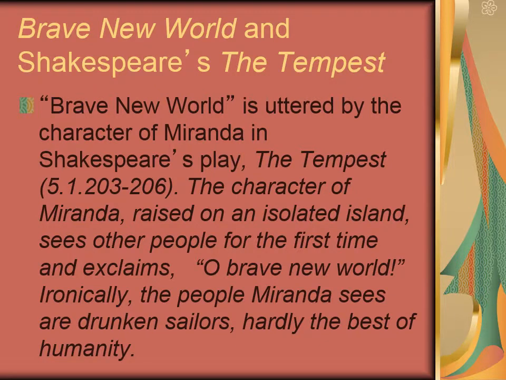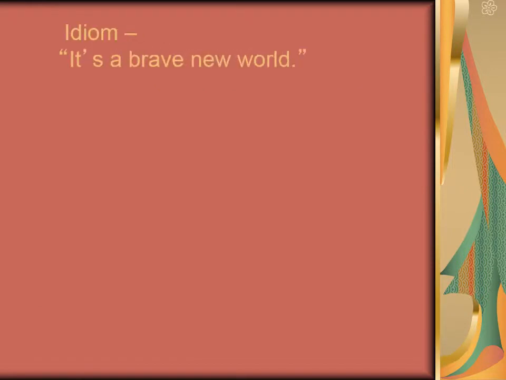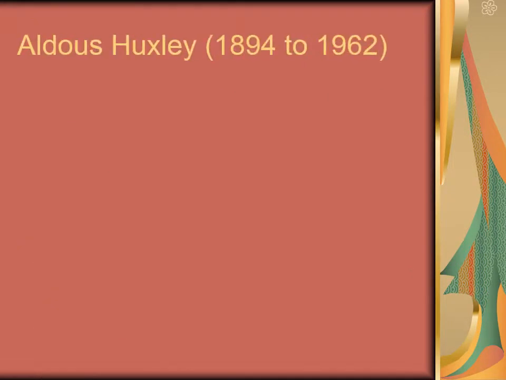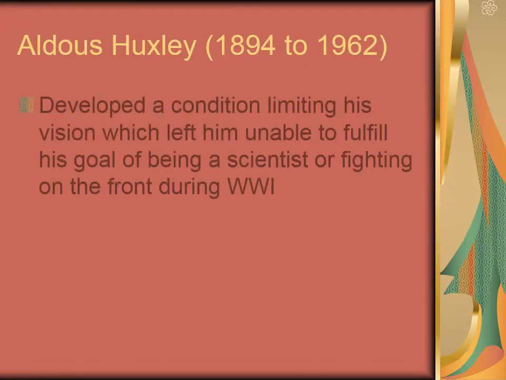Now, the primary allusion being used in Brave New World is that of Shakespeare's The Tempest. In Brave New World, the savage quotes Miranda, so we have a quote within a quote. Miranda quotes, "Oh, brave new world." The irony, however, is that Miranda is looking at drunken sailors who are hardly examples of the best of humanity. And thus the idiom "it's a brave new world" came about, which basically means that this is a new period in history which has come from major changes in society.